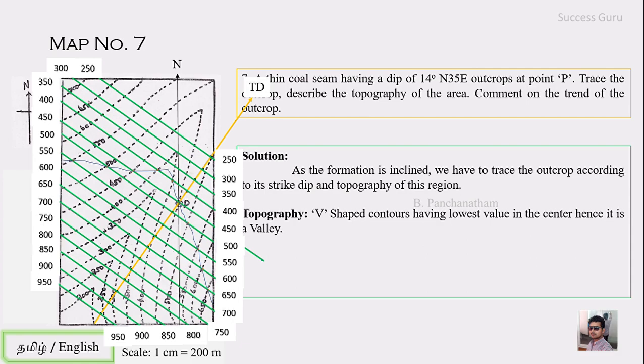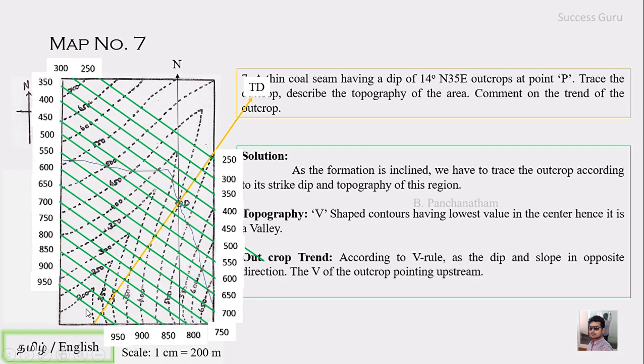As you know, this is a V-shaped contour with the lowest value at the center. So this will definitely be a valley, and if water is running, it will run in this direction. And in terms of outcrop trend, as in the previous map, we have the same, right? Following the V rule, the true dip is in the northeast direction and the slope is in the southwest direction. As you know, dip and slope are in opposite directions, so the V of the outcrop will be pointing upstream. So that is the same as earlier.